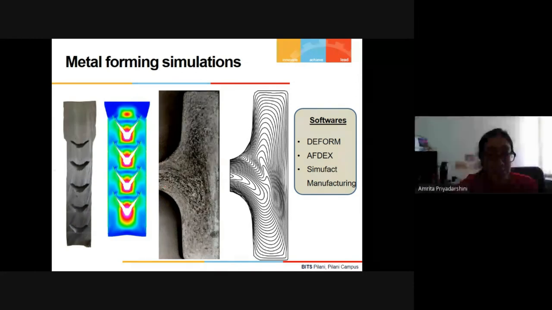So whatever you want to do, you can actually do it. This is how validation is a very important step in simulation. Once validation is done, you can simply play with different parameters and see how the output is coming.